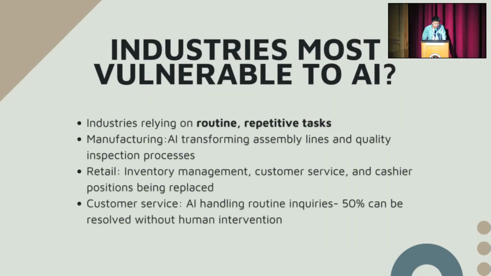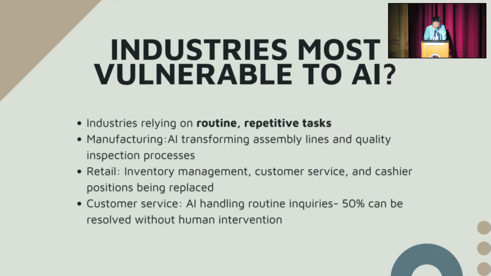So circling back to my research question, which industries are the most vulnerable to AI? This can be answered based on the nature of tasks performed within each sector. Industries relying on routine, repetitive tasks are most vulnerable to AI disruption. In manufacturing, AI is transforming assembly lines and quality inspection processes, again displacing jobs that survived previous automation waves.